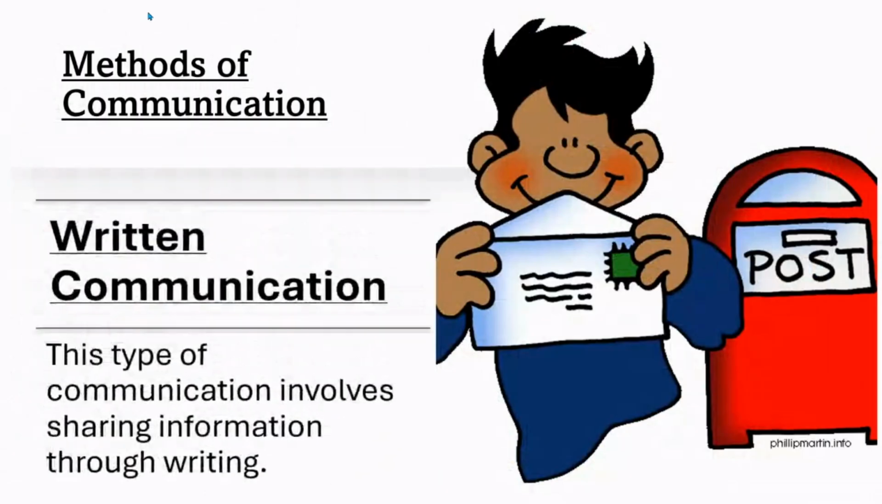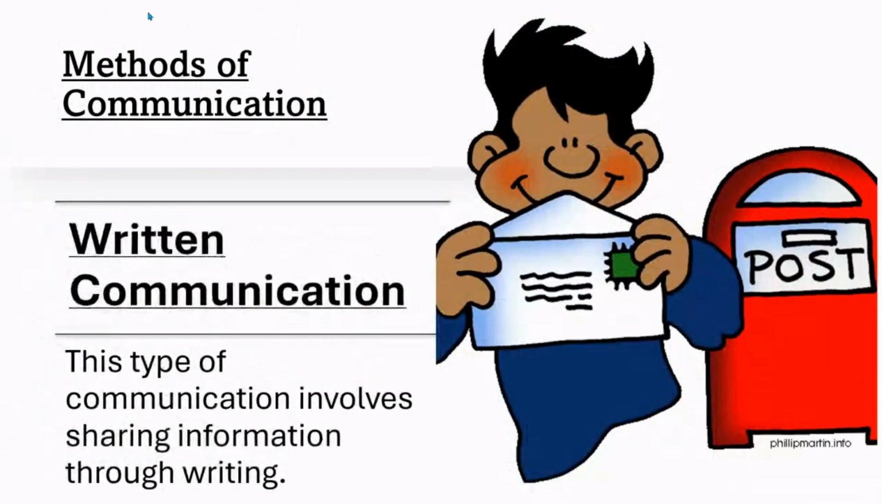Next one, we have written communication. This type of communication involves sharing information through writing. So whenever we're engaged in the process of writing and we're passing whatever we're writing from one person to the next, then this is called written communication. We're not saying anything orally, we're just giving them in words, in writing.